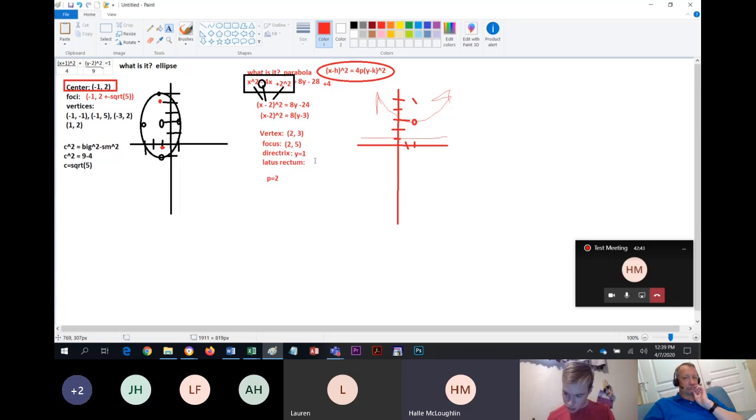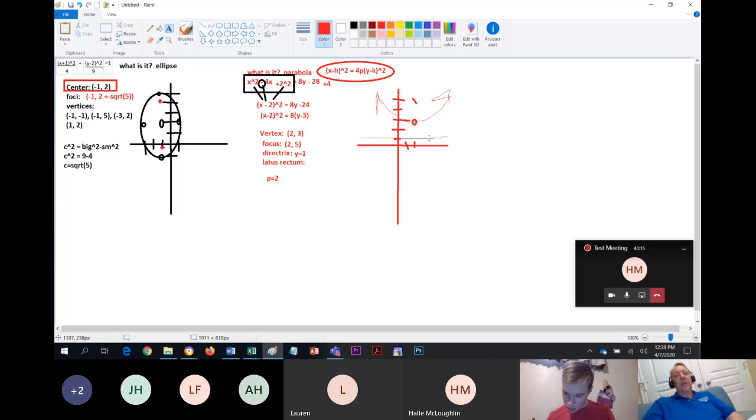Wait, really quick, how did you get the directrix says y equals 1 and not y equals -2? Okay, so remember the relationship between the vertex and the focus is up 2 units. So the relationship between the vertex and the directrix is going to be down 2 units. And so if I go down 2 units, it's going to be at the y equals 1 line. Oh, I see. Okay.